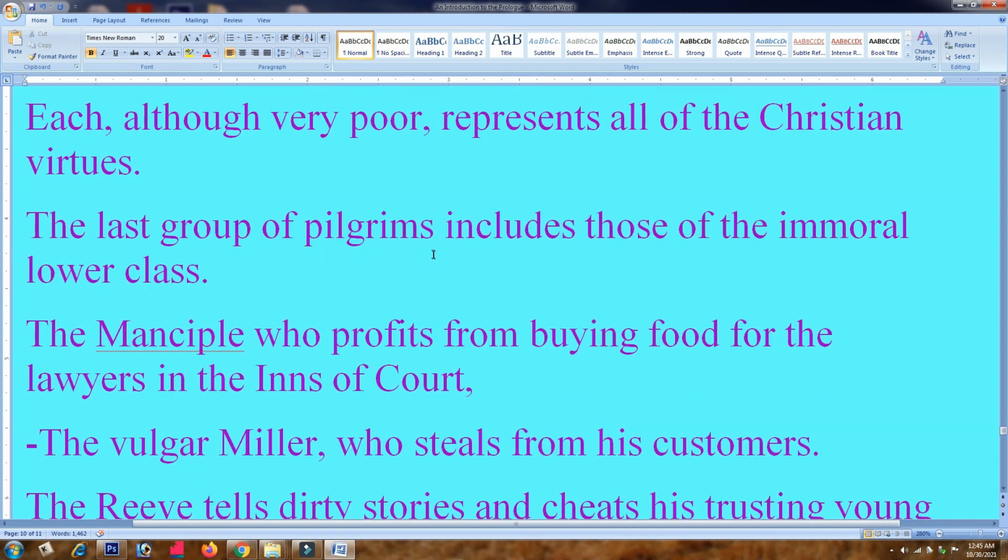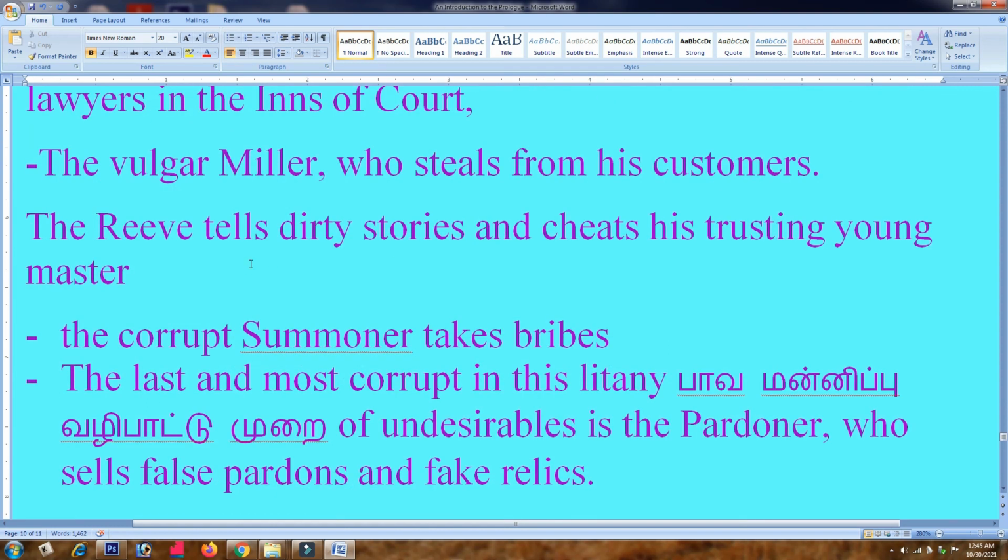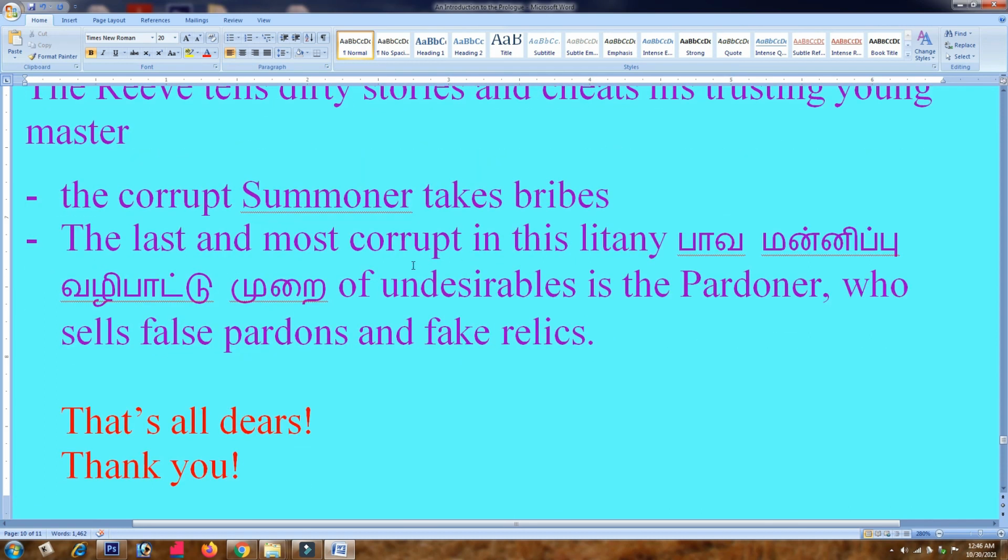The last group of pilgrims includes those of the immoral lower class. The manciple profits from buying food for the lawyers in the inns of court. The vulgar miller steals from his customers. The reeve tells dirty stories to cheat his trusting young master. Last and most corrupt in this litany of undesirables is the pardoner, who sells false pardons and fake relics.